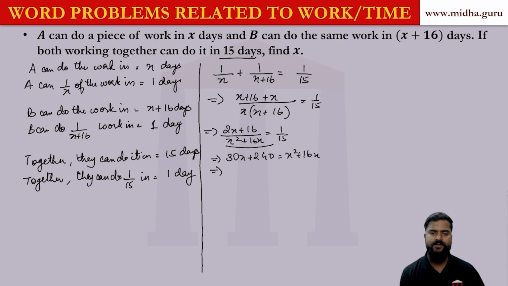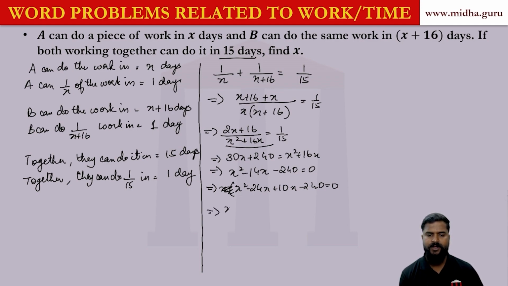Now we'll bring all of this to one side. We'll get x square minus 14x minus 240 is equal to 0, since 30x goes that side and becomes minus. Again, we'll solve by factorization and get our values for the variable x. We'll get x squared minus 24x plus 10x minus 240, since minus 24 into plus 10 is minus 240, and adding them we get minus 14. So I take x as common, I get x minus 24, and then I take 10 as common, I get x minus 24 again.